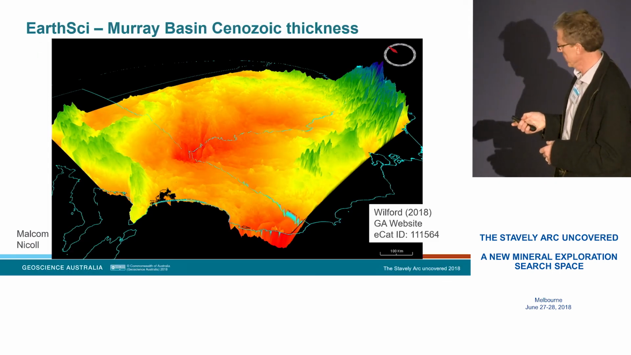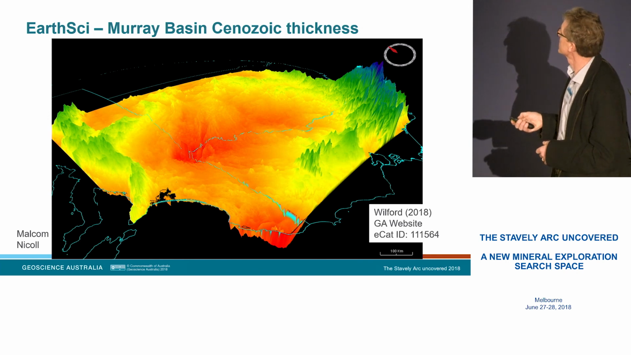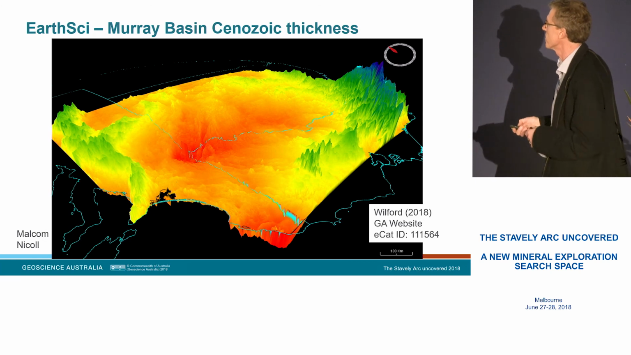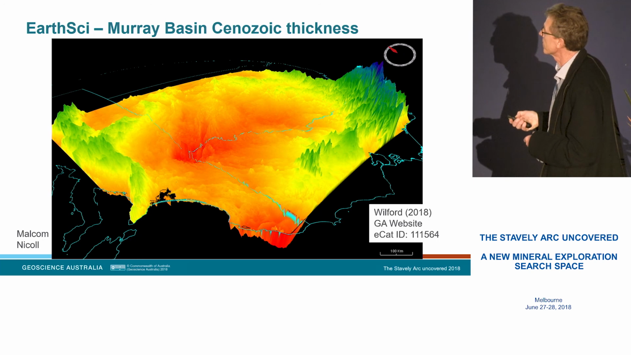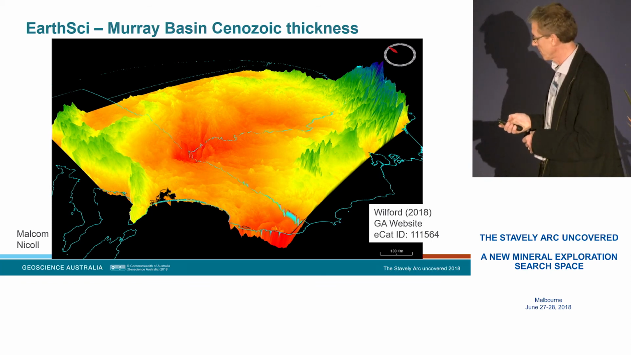And so this is a 3D image of that Cenozoic thickness surface. It's in EarthSci, a 3D visualisation program that I've been using in GA. I've actually been developing it, with Malcolm Nichols leading that process. There's a massive vertical exaggeration. So these are the Snowy Mountains up here, and you're down to about 650 metres cover thickness in the centre of the basin. And this is available on GA's website for download.